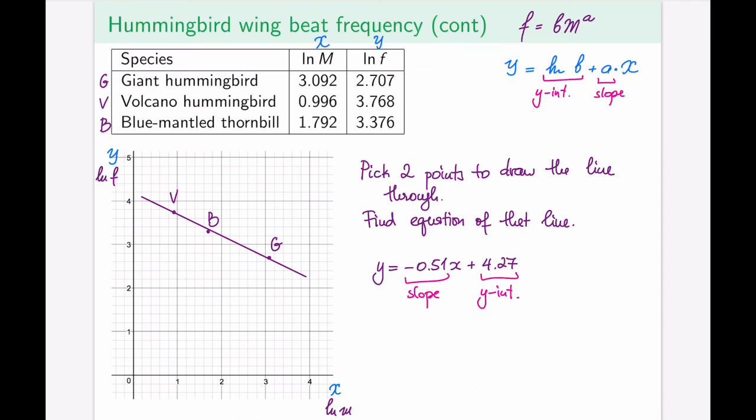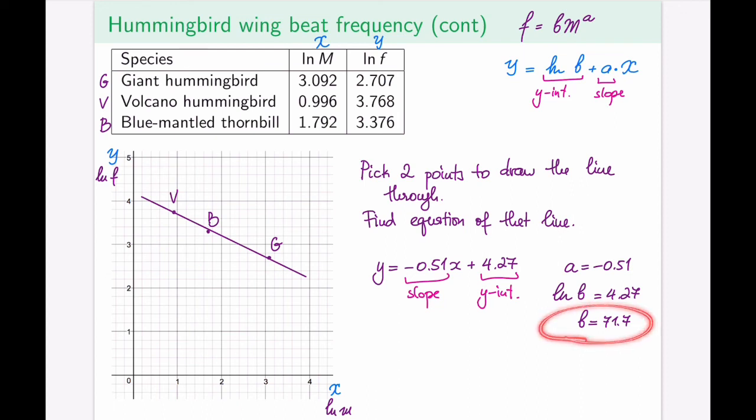So I'm going to have that my a is straight up equal to the slope, so minus 0.51, and my b I don't have directly, but I have that ln of b is equal to 4.27. So solving this for b, I'm going to raise e to the power of both sides. I'm going to end up with e to the power 4.27, or if I calculate this as a number, it's going to be 71.7. This is fantastic.